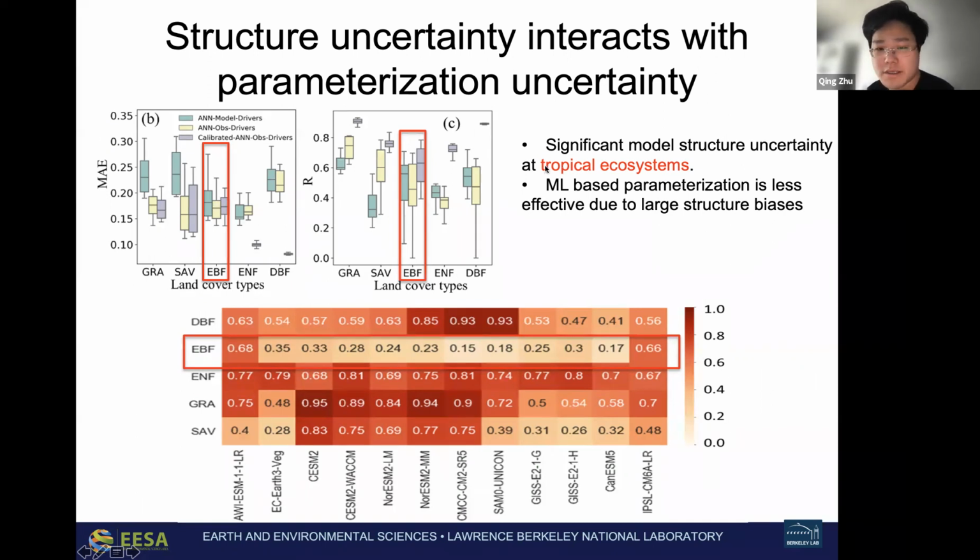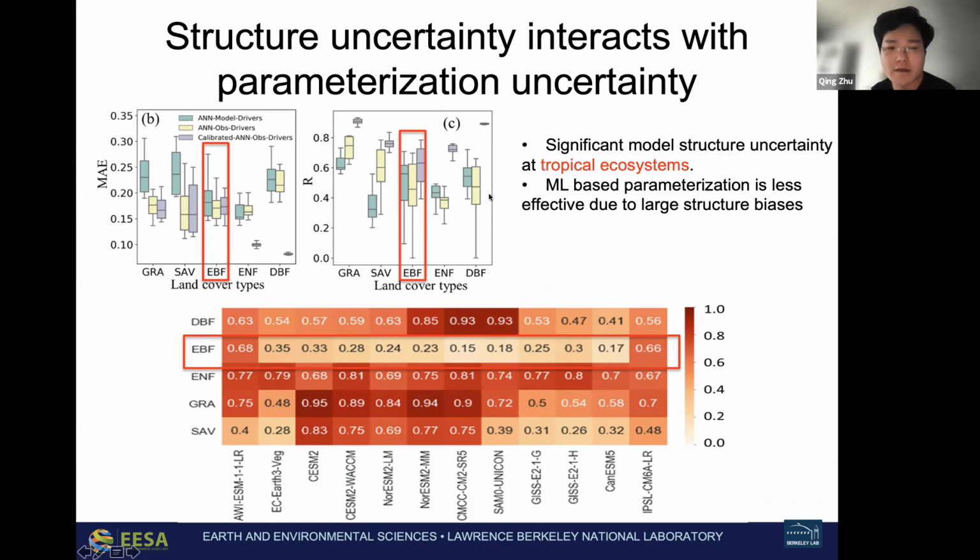And here we look into the model structure that emerged at this process level, and then look at the structure similarity between model and observation. So here we have a heat map in the bottom. Higher number means higher similarity compared with the observed process network. And we can see the EBF, the evergreen broadleaf forest, the tropical ecosystem, has the smallest similarity, which really prevents the model being fine-tuned towards the observed EF.